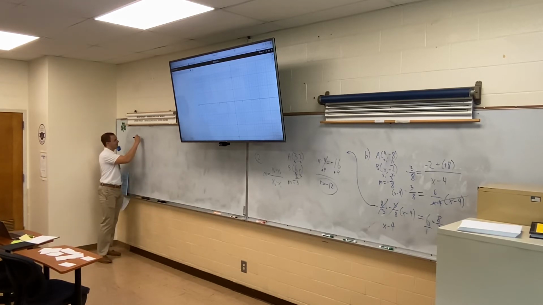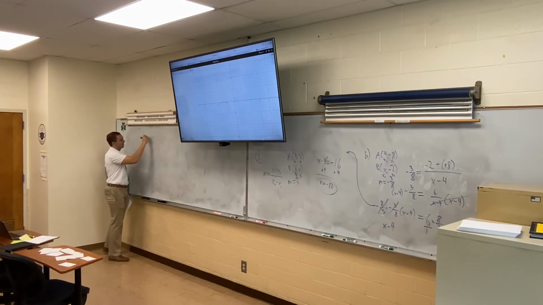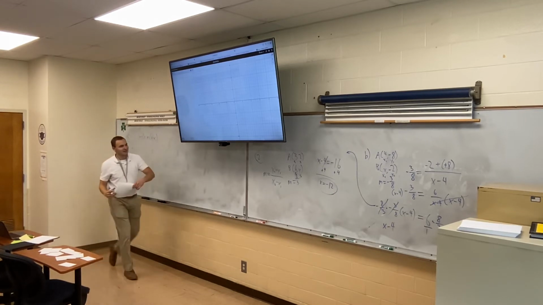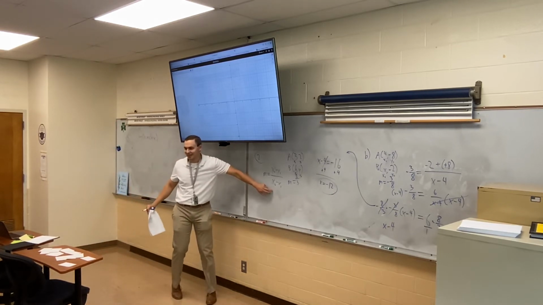y minus y1 equals m times x minus x1. If you notice, this is just the slope formula where we multiply by the bottom on both sides.